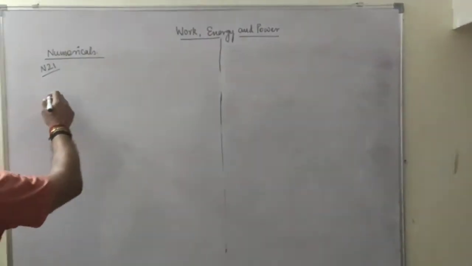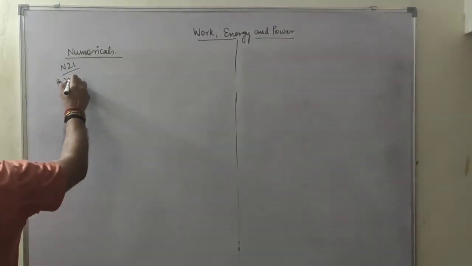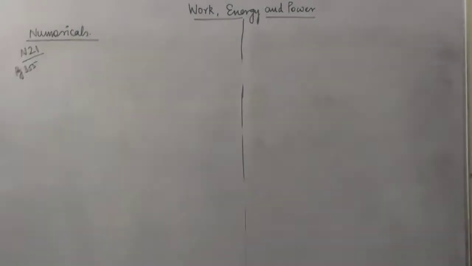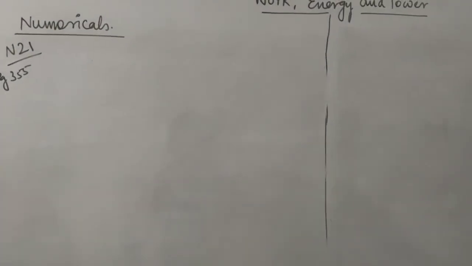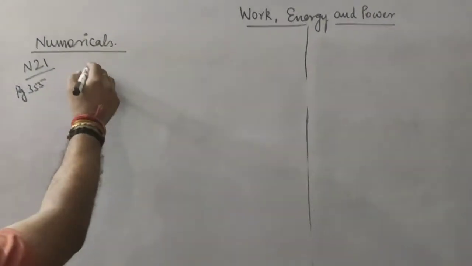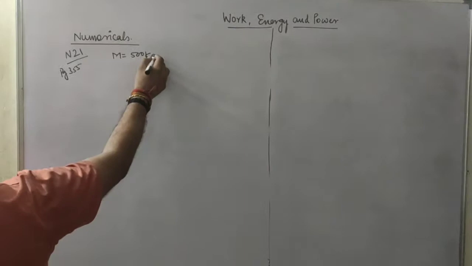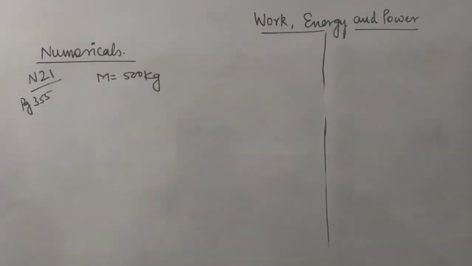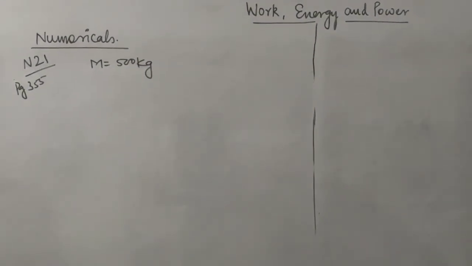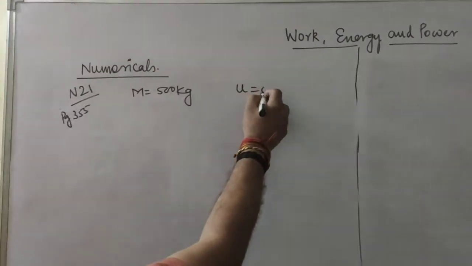Numerical number 21 on page 355. This is an easier one. A car of mass 500 kilogram, but you have to understand the concept. Mass is 500 kilogram. It starts moving from its rest state, that means initial velocity is 0.